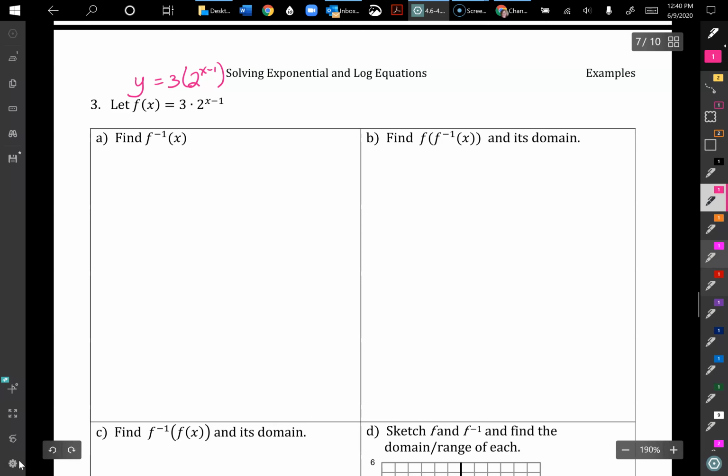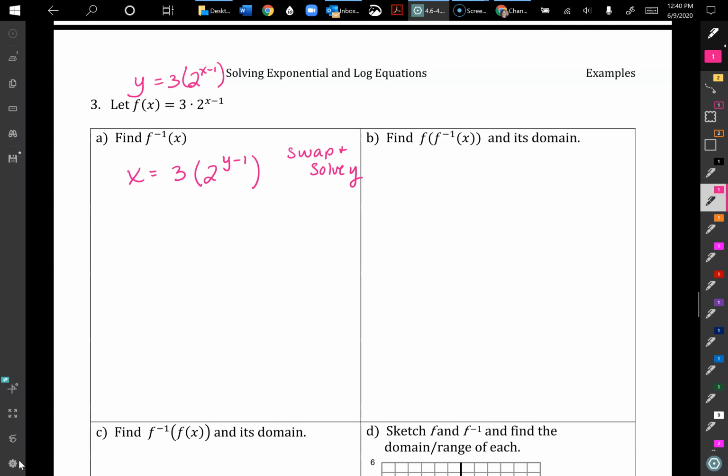Now we're going to swap our x and y, interchange that. So we are writing it as x equals 3 times 2 to the y minus 1, because that's how we do the inverses. And then we're going to solve for y. So swap and solve for y. Just a little review of inverse.